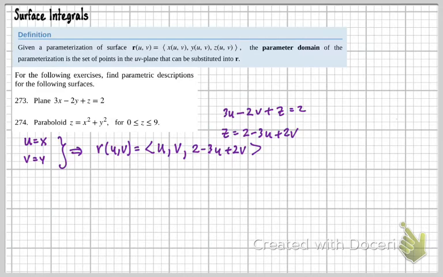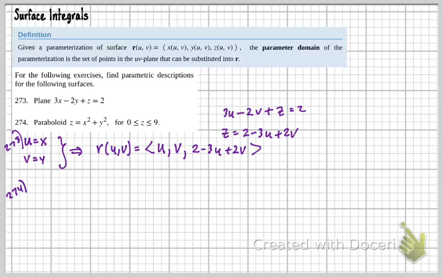Now, anytime I'm dealing with something like, let's take 274, for instance. Now, we're going to do this with a paraboloid. And I guess what I should do for this is write 273 here. And then down here, 274. Okay, so this one's a paraboloid. Now, what do I want to let my u's and v's be? I think a good way to go with this would be cylindrical.